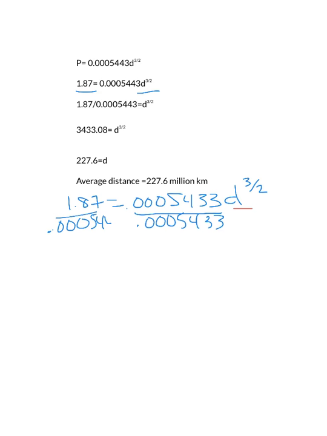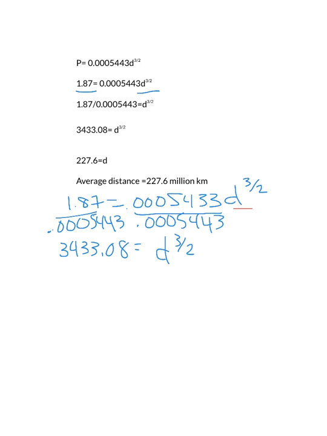Oh, I made a mistake there. I copied it wrong. It should be 0.0005443. So you get 3433.08 equals d to the power of 3 over 2.